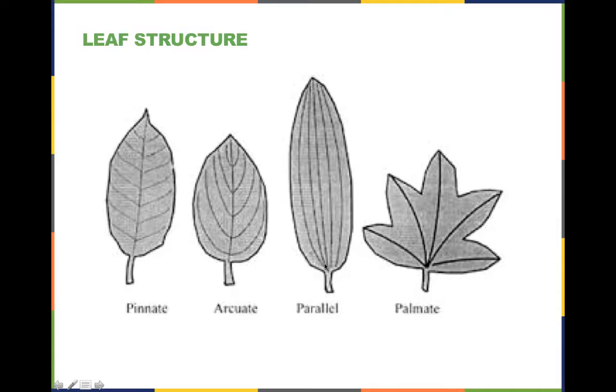Then you have this parallel structure like this, which is sort of the opposite of this, and then the arcuate structure, which looks somewhat like the Star of David here. All of these different leaf aspects are used to characterize the leaves that various plants produce.